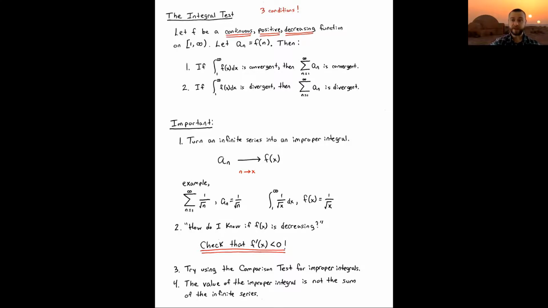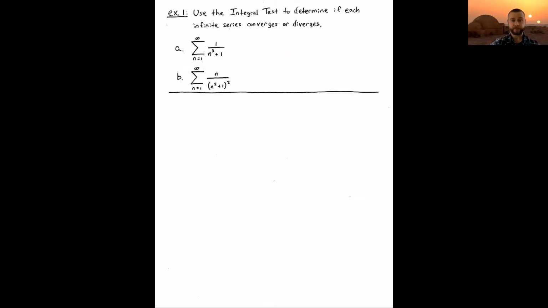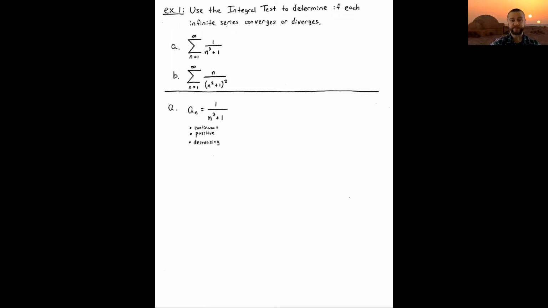All right, let's take a look at some examples to see how we apply the integral test. So for example 1, we'll take a look at 2 parts here. The integral test basically asks us to determine if an infinite series converges or diverges, where we're just given an infinite series to start with. All right, let's go through part A so we can see how all this comes together. Our general term here, a sub n, is 1 divided by n cubed plus 1.